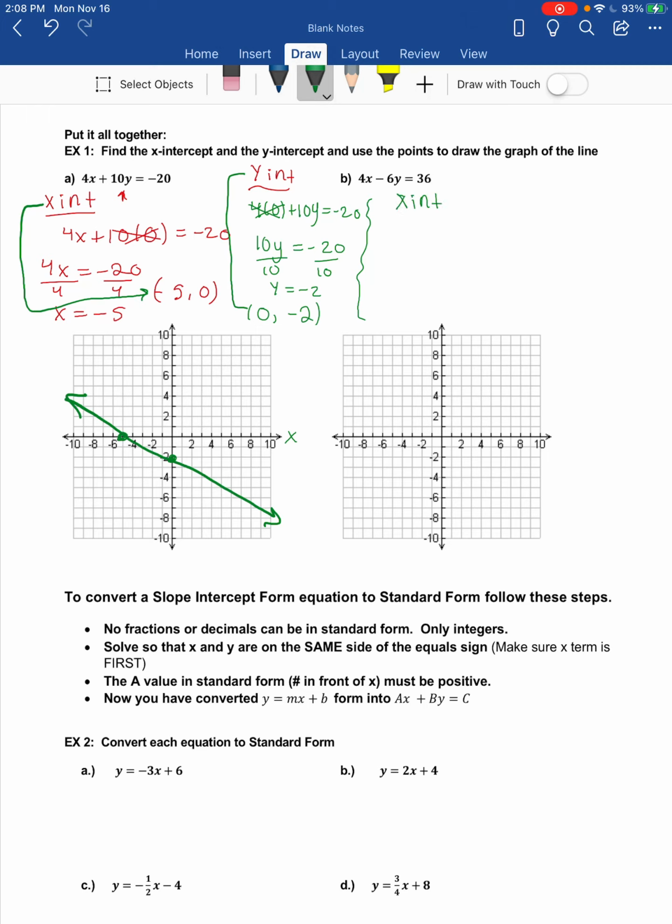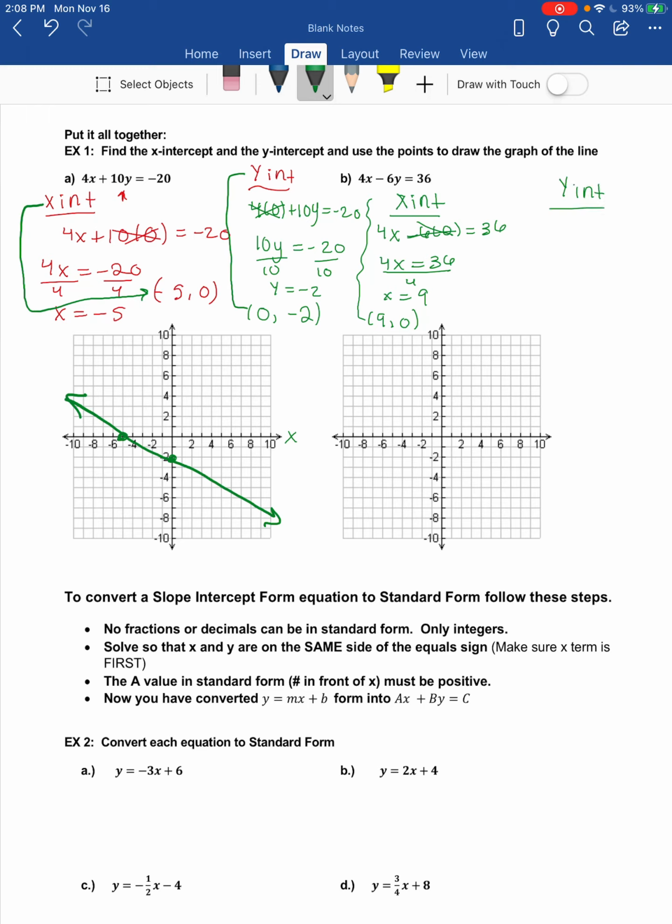So let's find our x-intercept first. To find your x-intercept, you plug in 0 for y. So 4x minus 6 times 0 for y is equal to 36. Negative 6 times 0 is 0, cancels out. So now we have 4x is equal to 36. Divide each side by 4, and x is equal to 9. But I know you did not stop there, because that is not an ordered pair. So your x value is 9, your y value is 0.